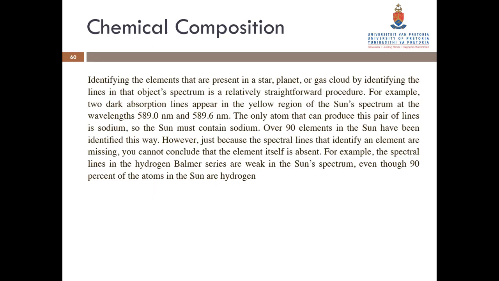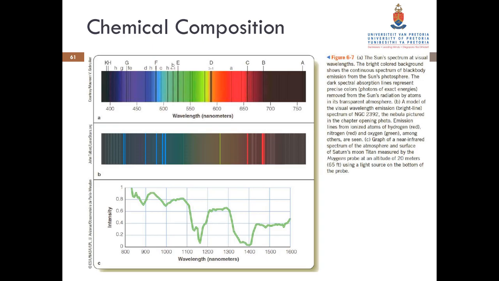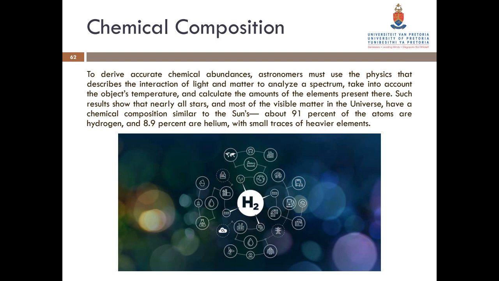However, just because the spectral lines that identify an element are missing, you cannot conclude the element itself is absent. For example, the spectral lines of the hydrogen Balmer series are weak in the sun's spectrum, even though 90% of the atoms in the sun are hydrogen. So this is just the spectrum of the sun again. To derive accurate chemical abundances, astronomers must use the physics that describes the interaction of light and matter to analyze a spectrum.